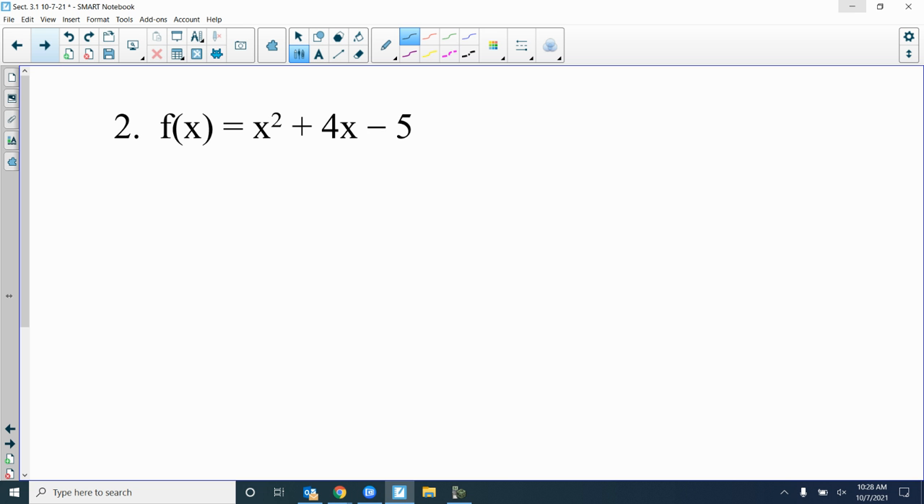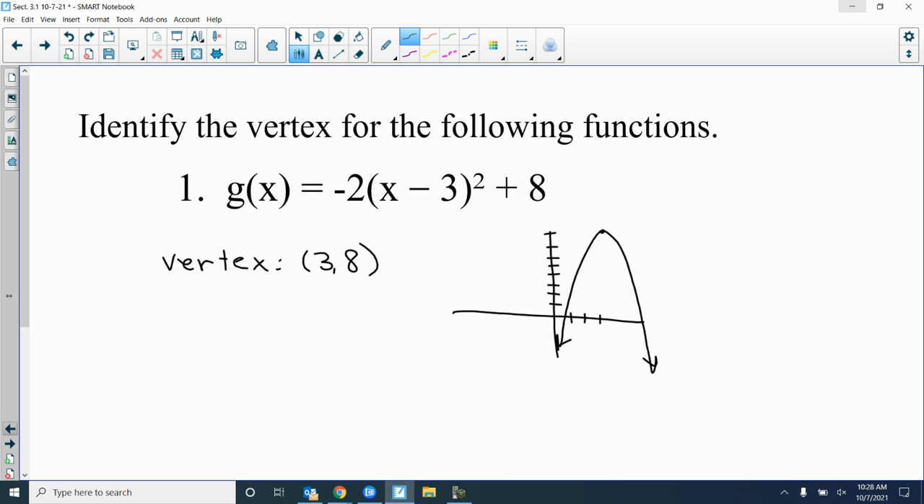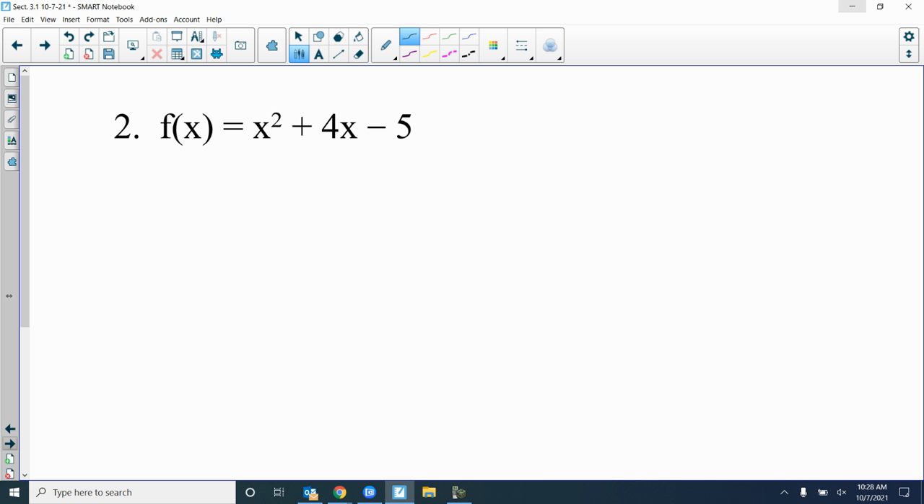You're like, that's what I'm supposed to do, right? Yeah. That's my job. All right. We have to make it look like this. Okay? So we gotta put it in that form. How do we do that? Just like we did with circles, we got to complete the square.